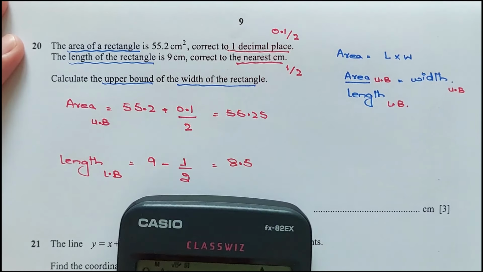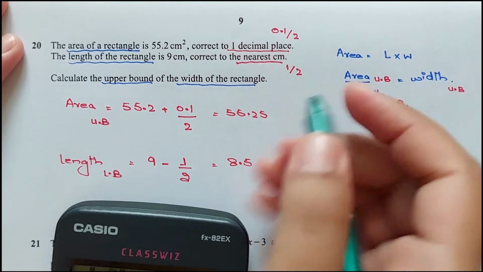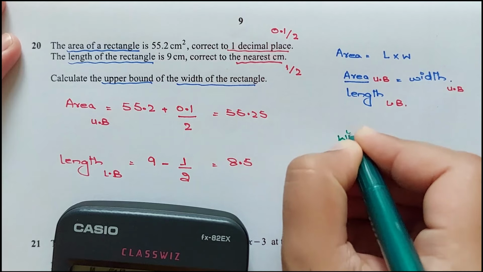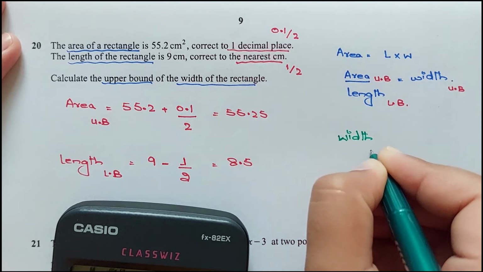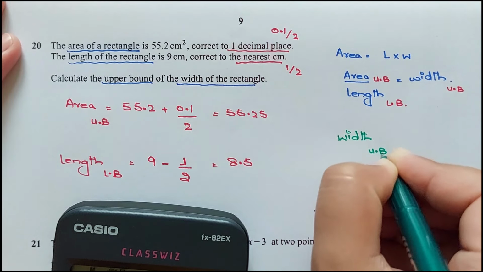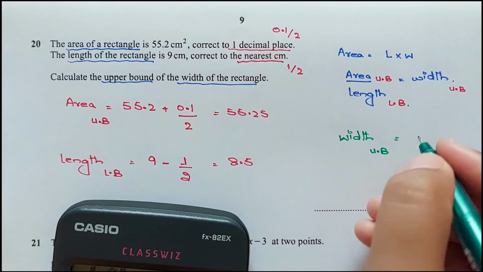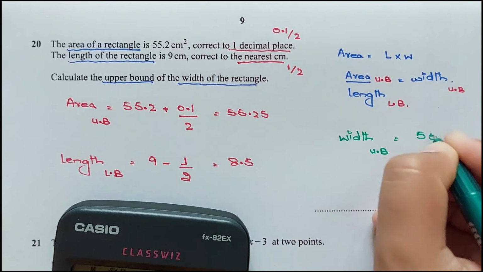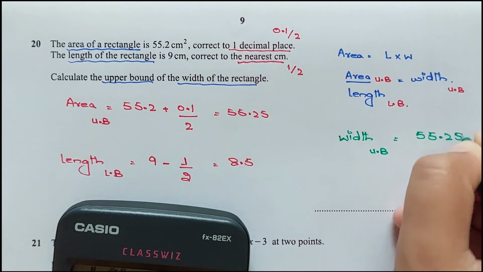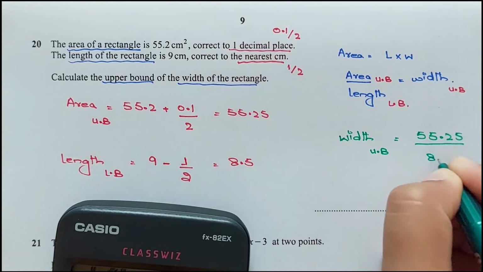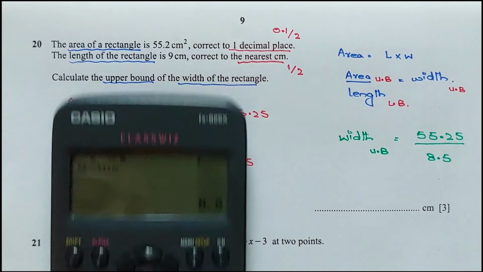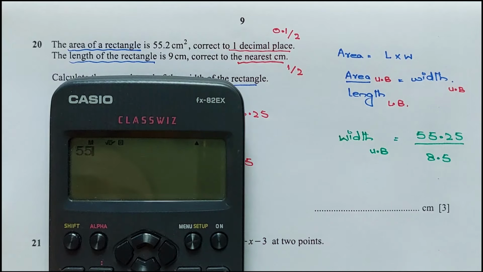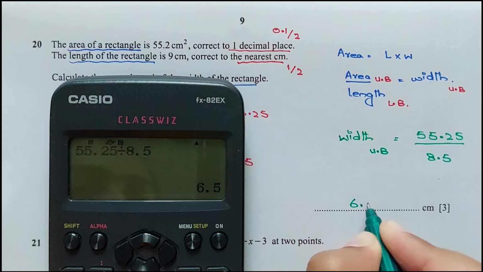Now let me substitute it into the formula. So the upper bound of width, sorry. The area upper bound is 55.25 divided by 8.5. 55.25 divided by 8.5, 6.5 is the answer, centimeter.